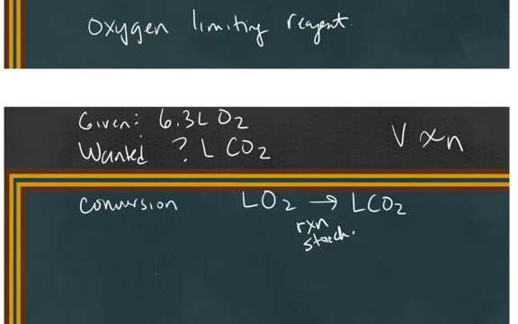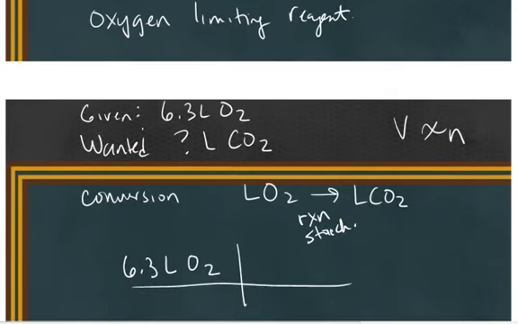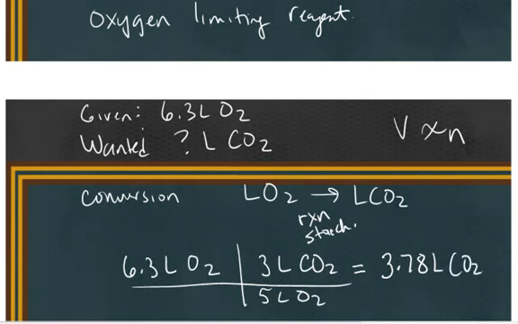To work it, we start with what's given, 6.3 liters of oxygen. Convert using the reaction stoichiometry. There's 5 liters of oxygen for every 3 liters of carbon dioxide formed, and that equals 3.78 liters of carbon dioxide. So that's how much carbon dioxide is formed in this case.